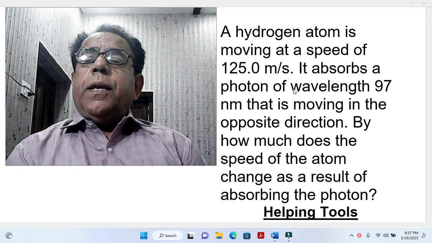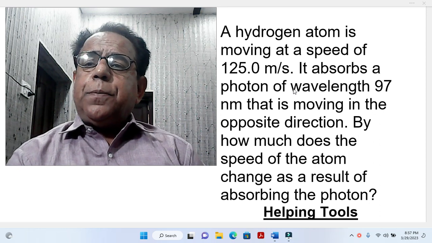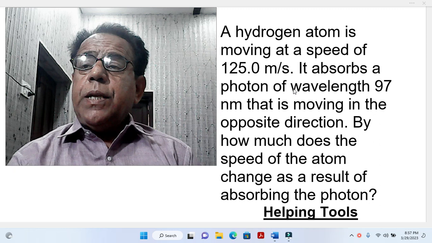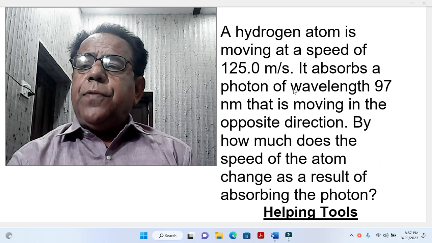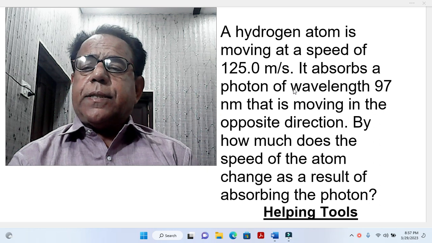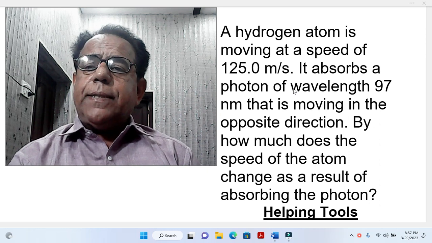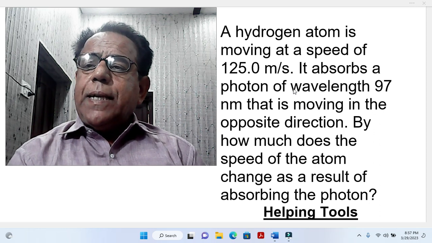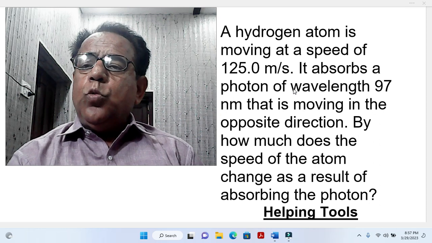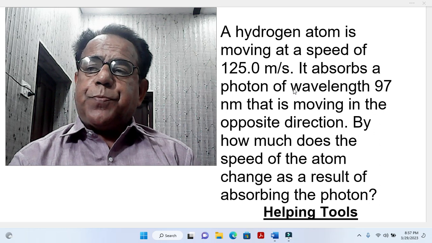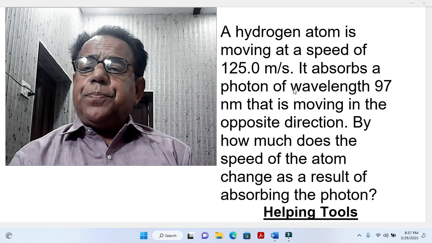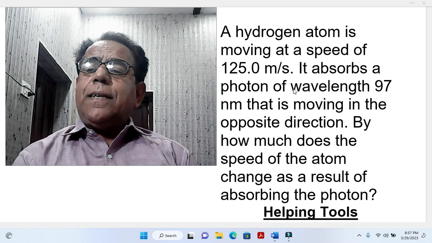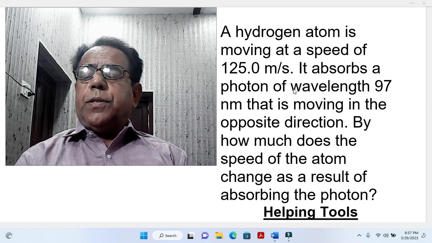A hydrogen atom is moving at a speed of 125 meter per second. It absorbs a photon of wavelength 97 nanometer. Nano means 10 to power minus 9. It absorbs a photon of wavelength 97 nanometer that is moving in the opposite direction. By how much does the speed of the atom change as a result of absorbing the photon?